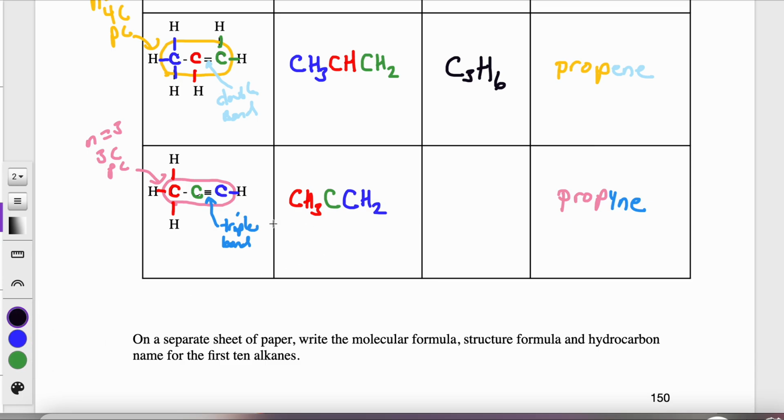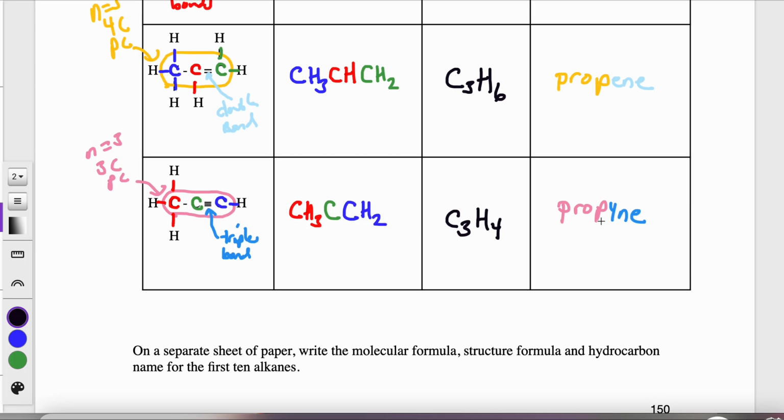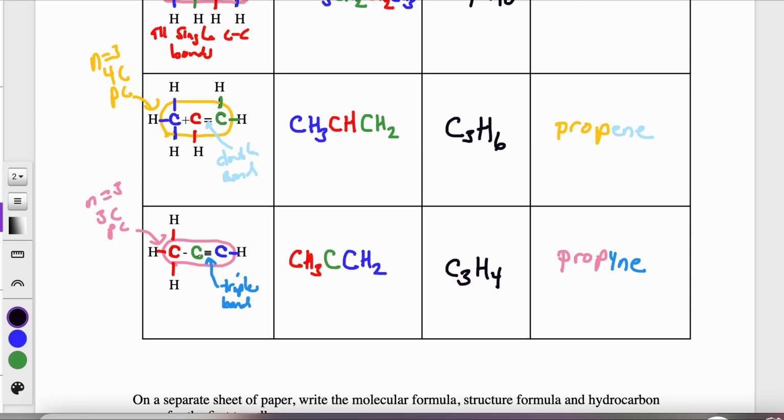The molecular, 1, 2, 3, so we have 3 carbons in the parent chain. And then we take a look at the number of hydrogens, which is 4. So let's take a look. I notice I have a little typo here: what I circled in yellow is correct and N equals 3 is correct, but this should be 3 carbons and not 4. Sorry about that.